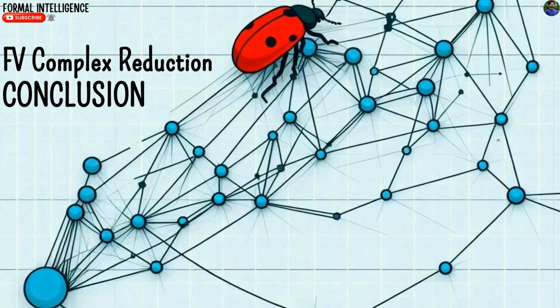If you have been following our series on formal complexity reduction, you know we have covered a lot of ground. Today, we are diving into the final part, the ninth installment, where we explore some cutting edge techniques for bug hunting in complex designs.